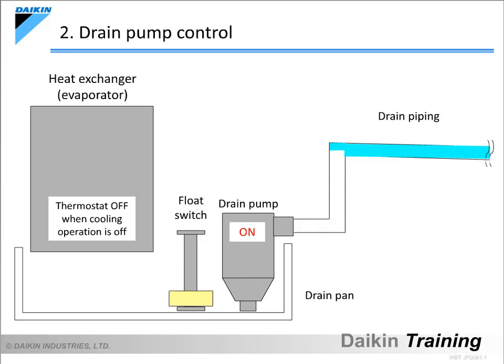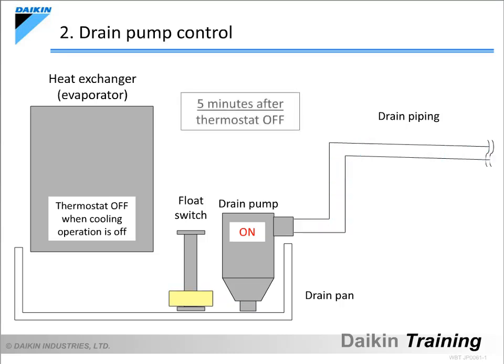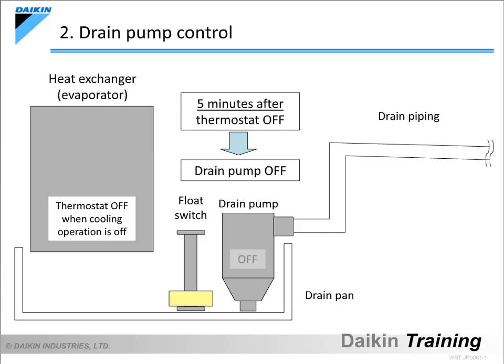However, after the thermostat is turned off, the drain pump continues residual operation for 5 minutes before it stops. The purpose of this residual operation is to drain the moisture that is generated after the thermostat is turned off. Through this control, the water level in the drain pan is always maintained at the bottom, effectively preventing the water from overflowing from the drain pan.